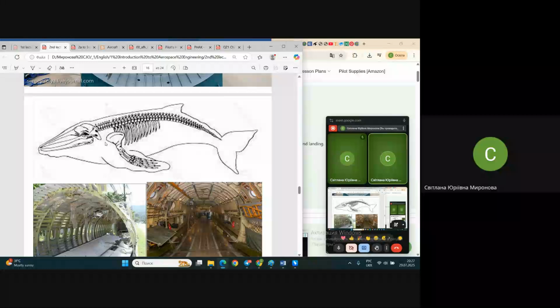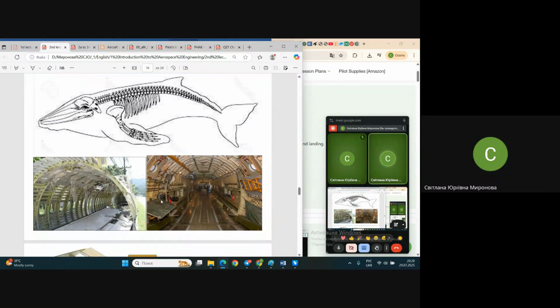Something similar in the airplane, you see the same ribs, but they have different names depending on where they are. In the wing, they are called ribs. In the fuselage, they are called frames in English. And this whole structure, which consists of longerons, skins, frames, and stringers, all this structure of the airplane is called airframe.